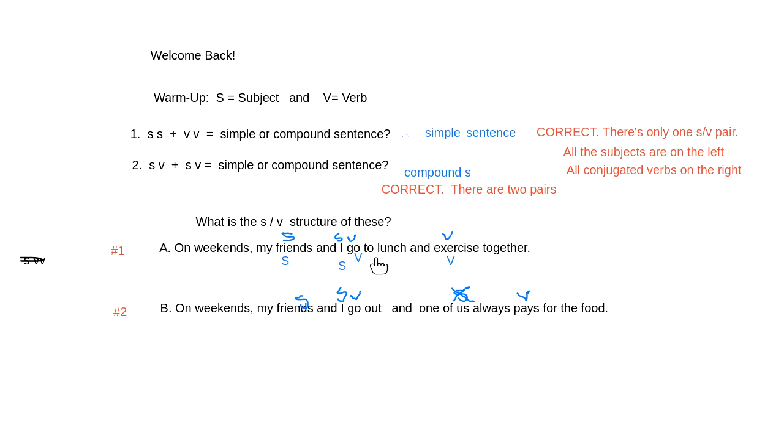So class, this sentence has two subjects and then two verbs, but it is still simple. It's a simple sentence because it has all the subjects on the left and all the verbs on the right side. Okay. Any questions about letter A?